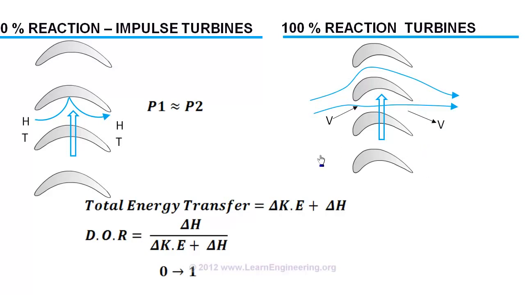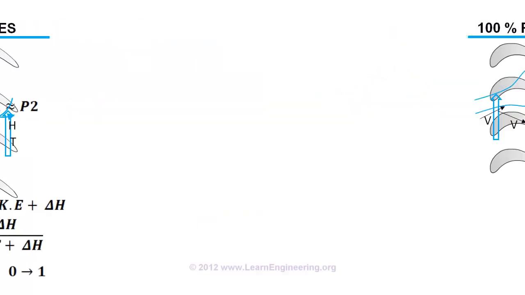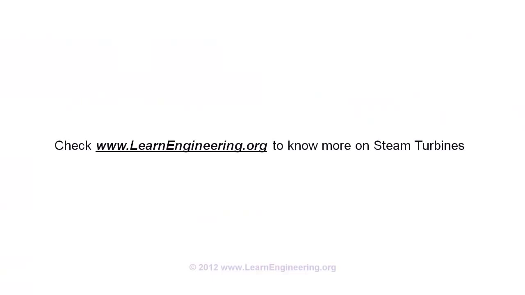A practical steam turbine will be a compromise of these two cases. People usually use a 50% reaction turbine, known as Parsons turbine. That is all about the working of steam turbines. Thank you for watching the video.